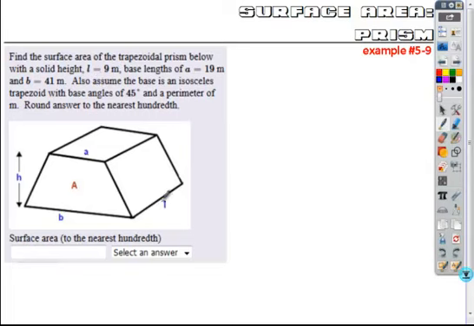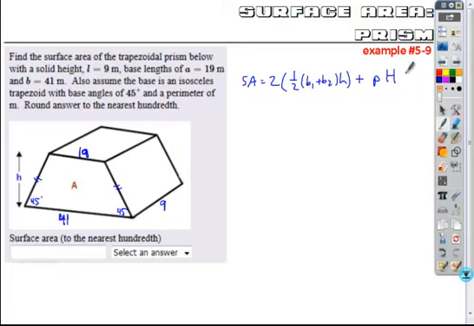So the height of the solid, labeled L, is 9. The bases are 19 and 41. Okay, and then you're told that these are 45-degree angles for the isosceles trapezoid. Okay, so this is all the information that's provided here. Our surface area formula is going to be a prism, so it's 2 bases. The bases are trapezoids, so 1/2 the sum of the bases times the height of the trapezoid, all plus the perimeter of the base times the height of the solid.